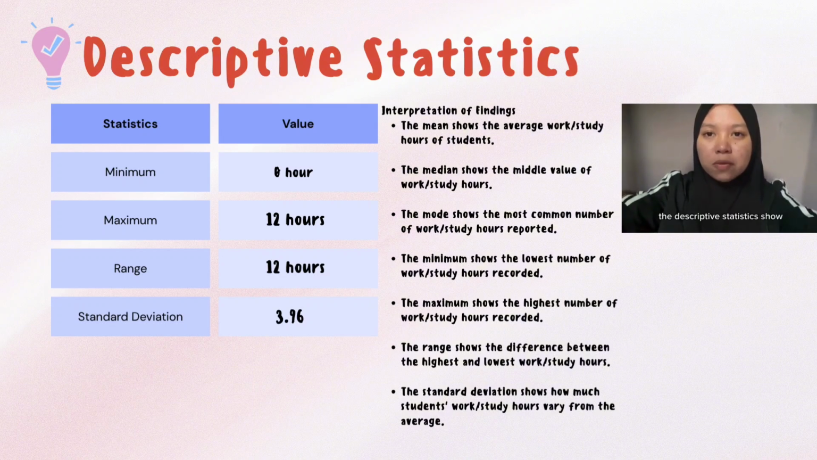The descriptive statistics show the students spend an average of 6.41 hours on work or study each day. The most common study duration is 10 hours, while the data range from 0 to 12 hours. The standard deviation of 3.96 hours indicates moderate variation in work or study hours among students. Overall, the results suggest that students have different study durations, although most spend between 6 and 10 hours on work or study each day.